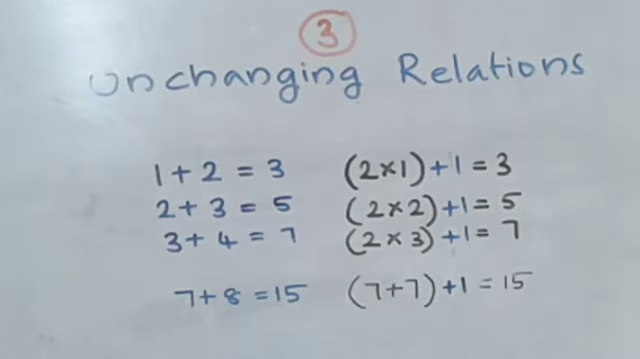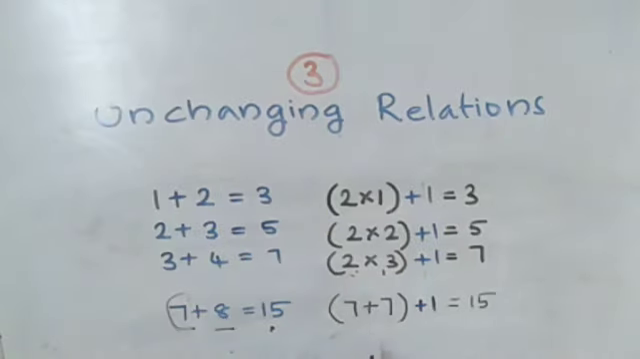Now you can see here I took another pair of numbers, that are 7 plus 8. These are consecutive natural numbers, and 7 plus 8 is equal to 15. Right?